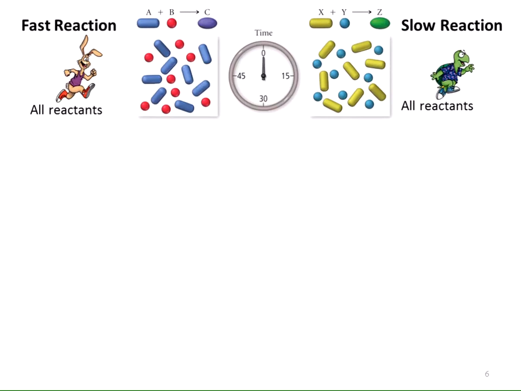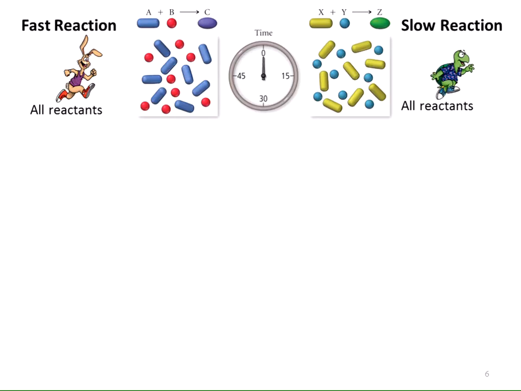Here we're going to look at 2 reactions. We're going to represent this one on the left as a fast reaction, so we've got the little bunny running, and on the right we've got a slow reaction, so we've got the little tortoise running. And at time 0, we've got only starting material.